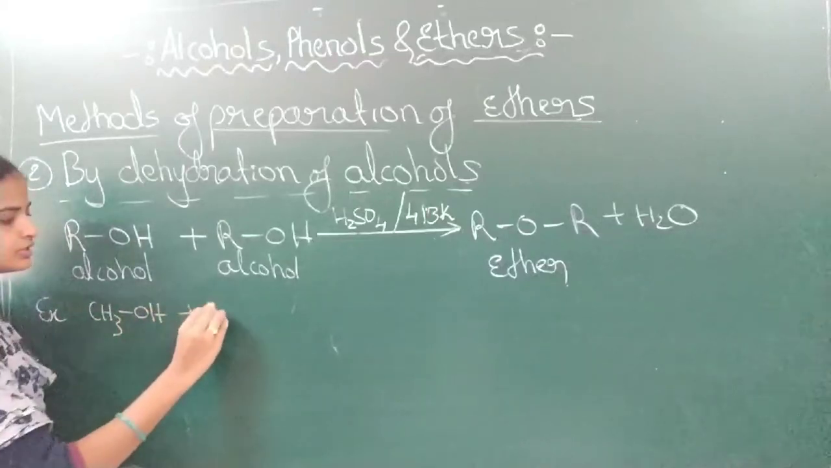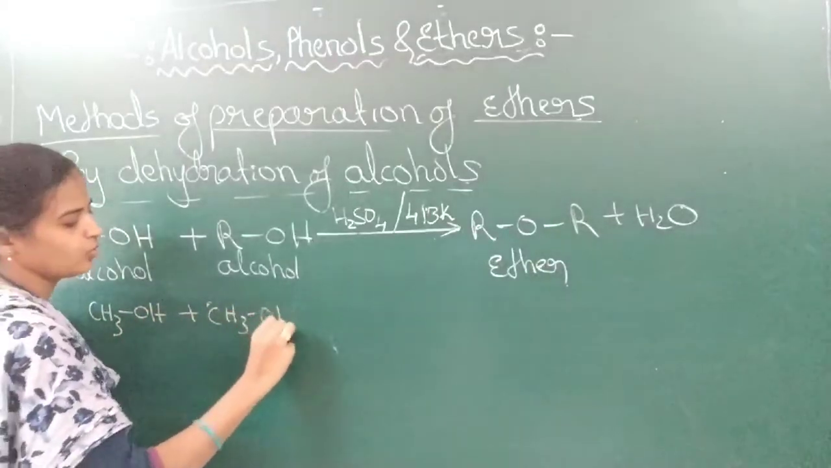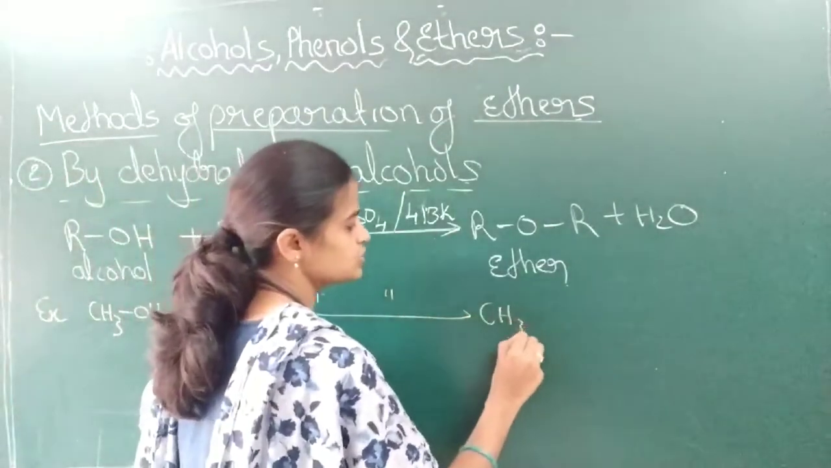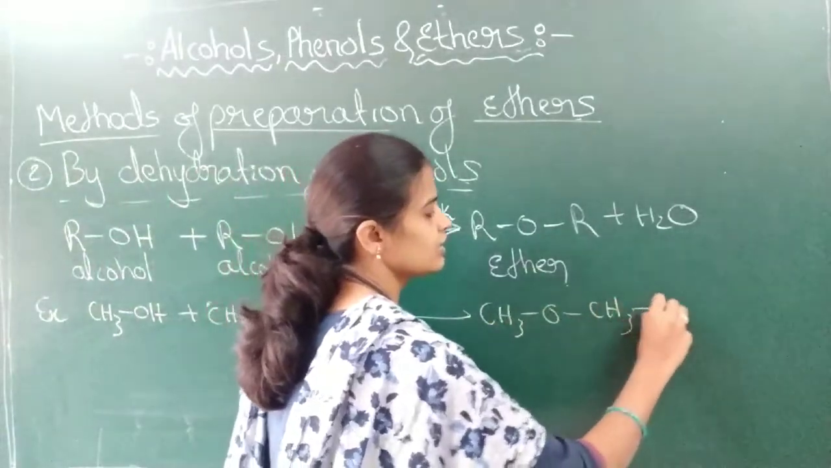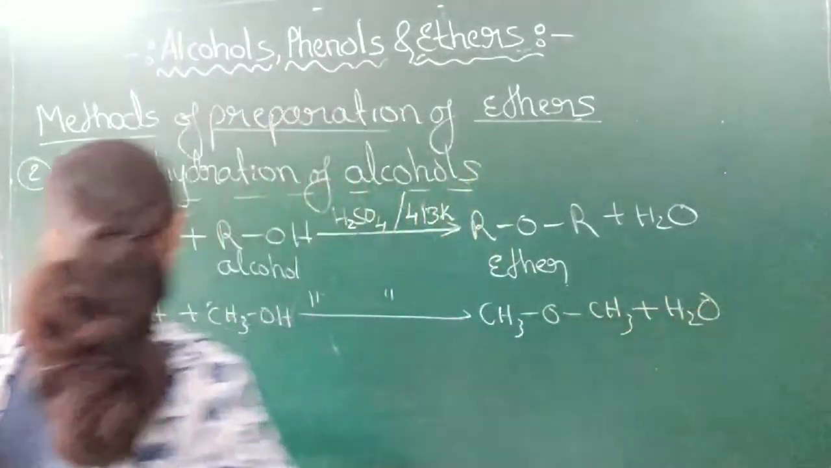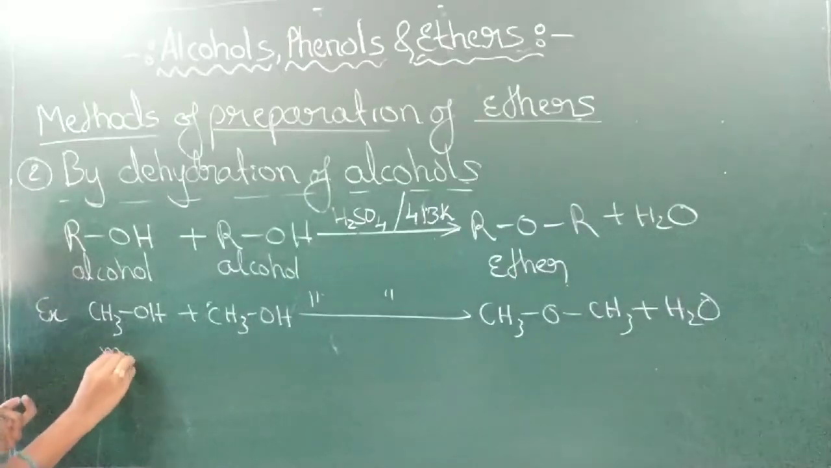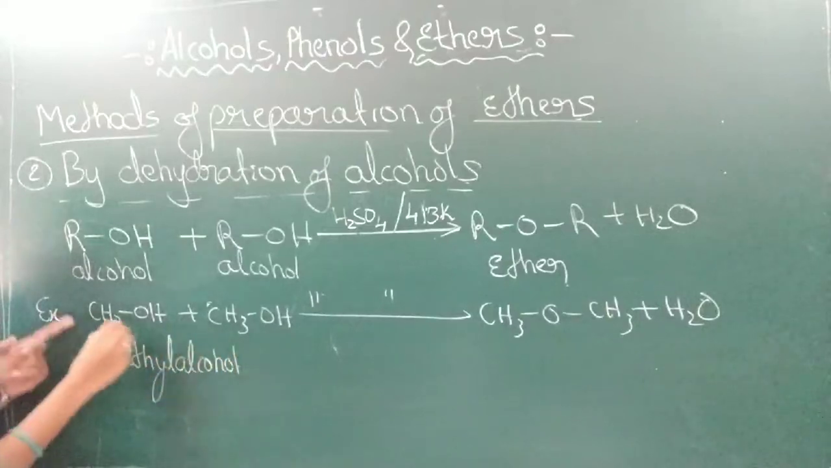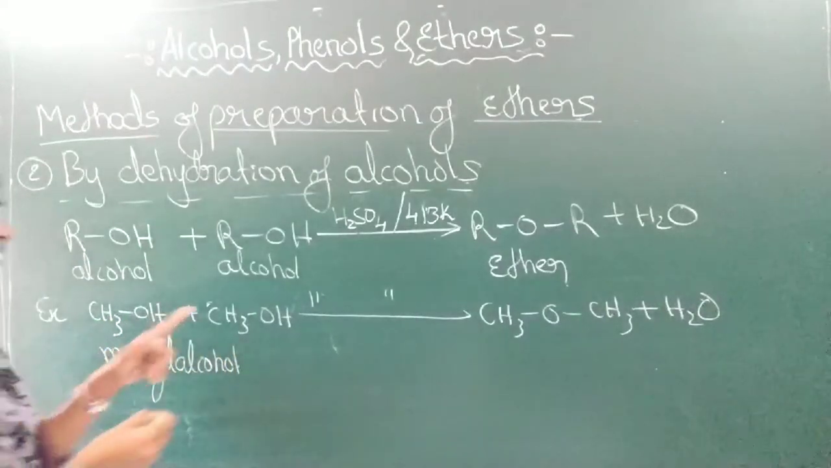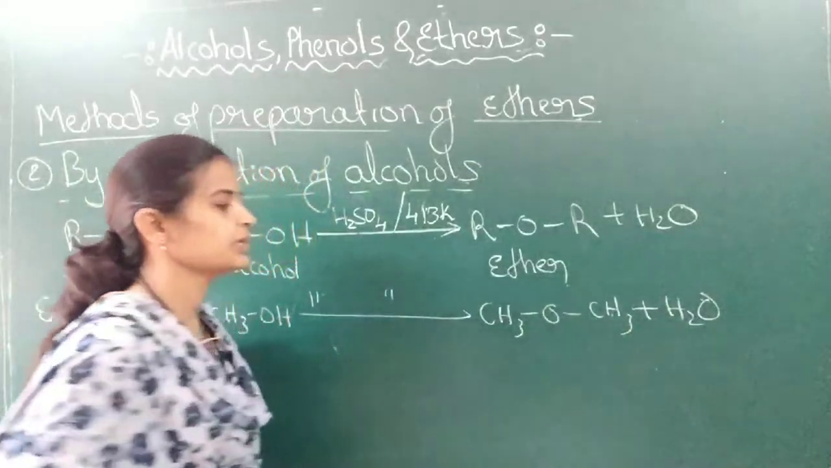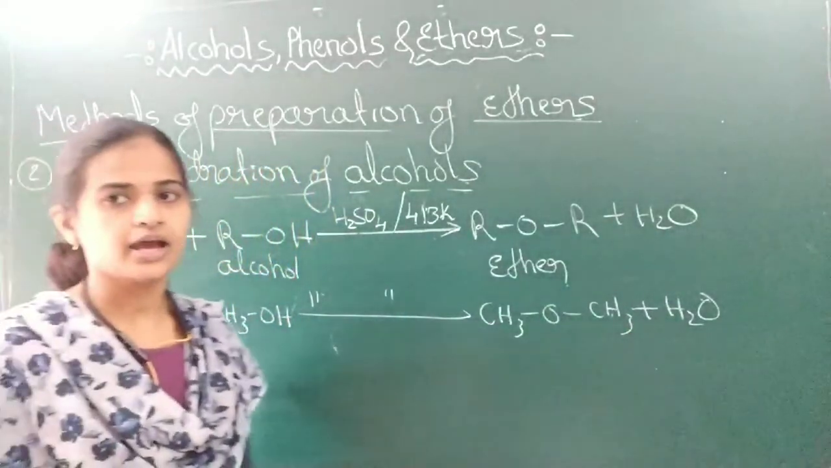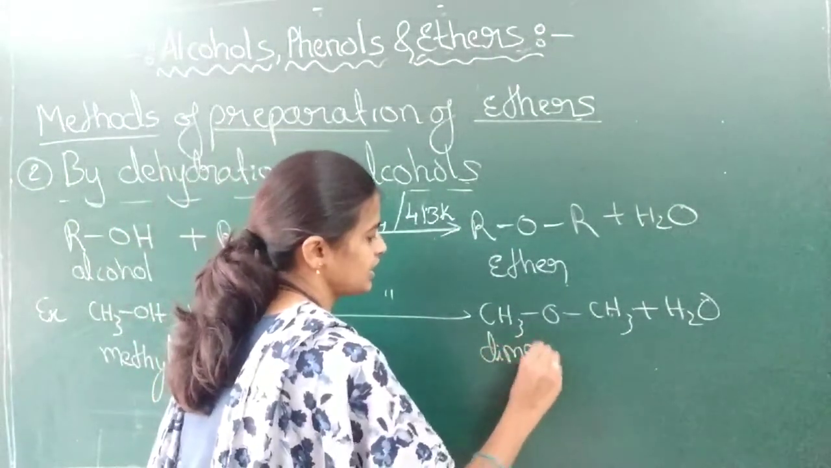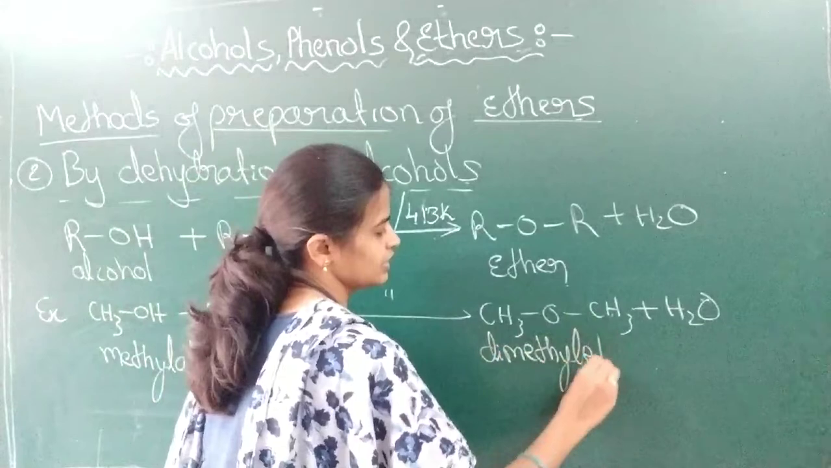CH3OH plus CH3OH. When we make use of the similar conditions, CH3OCH3 plus H2O. What is the name of this one? Methyl alcohol. If you want, you can write 2 times CH3OH instead of writing this. What is the name of the product? Common name is dimethyl ether and IUPAC name is methoxymethane. So I'll write here dimethyl ether.